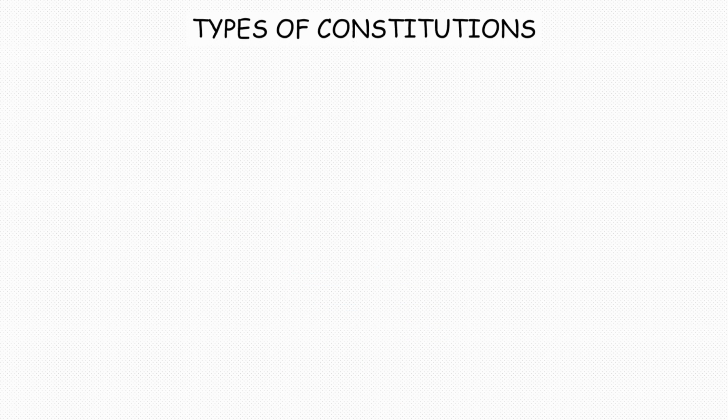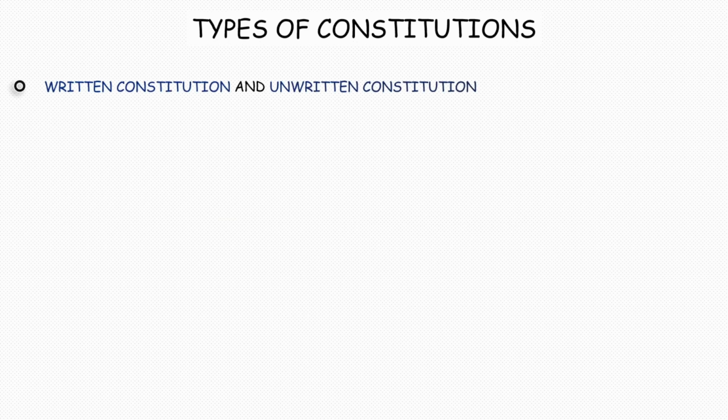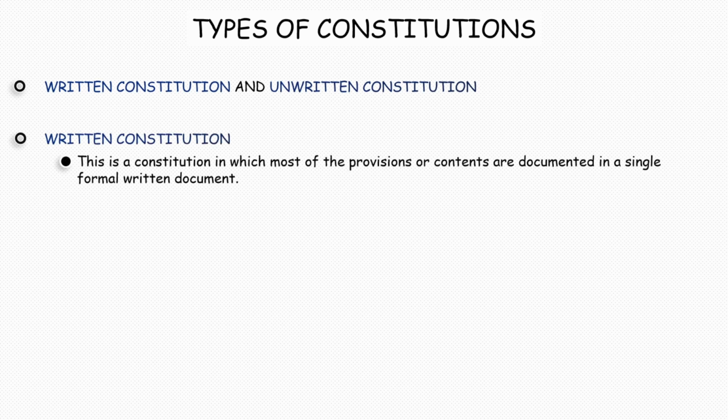Alright, so let's look at the types of constitutions. So there are basically two types. We have the written constitution and the unwritten constitution. So what is the written constitution? So this is a constitution in which most of the provisions or contents are documented in a single written document. And then Zambia is an example of a country with a written constitution.